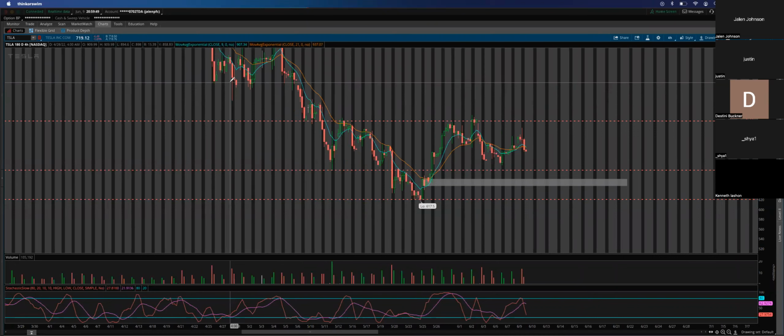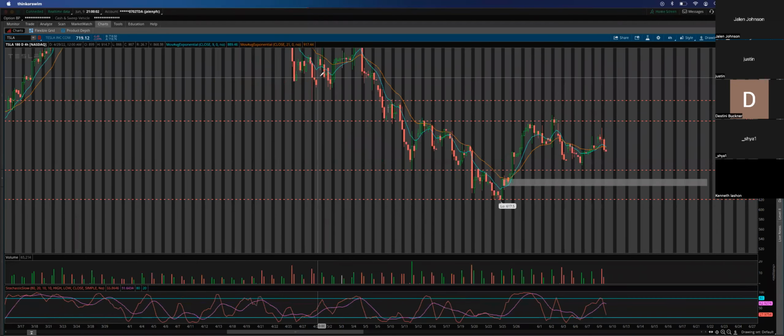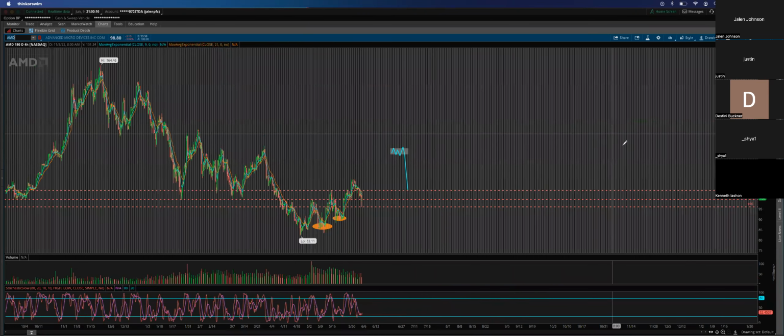You get wicks like this. I know I'm talking about other stuff right now, but you get wicks like this, always plot those. Always plot those long wicks because those can be levels as well, right? We have wick fills, we have all types of stuff. So like AMD, let's go to AMD. Let's look at a trade idea for tomorrow. So AMD, right?